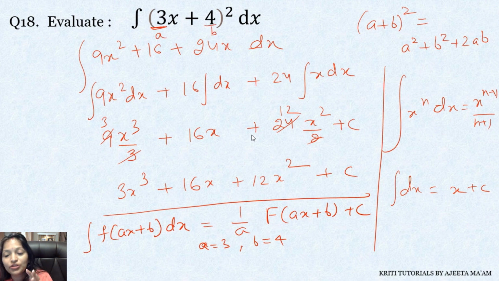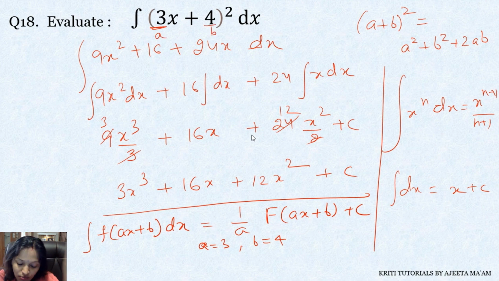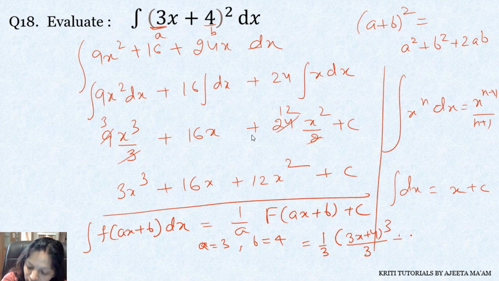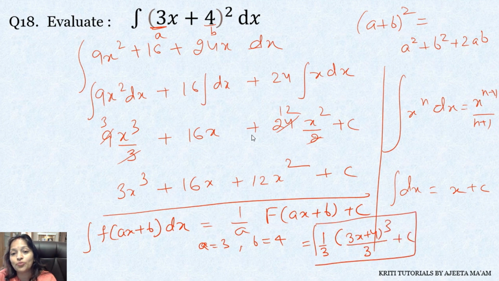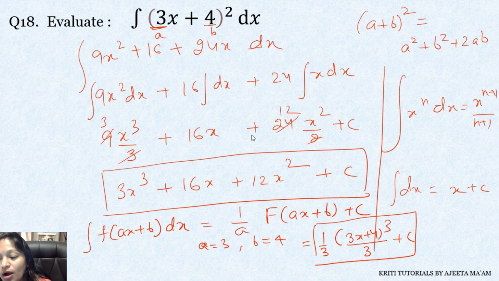So now if I use this formula, what will I get? 1 upon a, that is 1 upon 3. And 3x plus 4 whole square का integration क्या होता है with the power rule? So you get here 3x plus 4 whole cube upon 3. This is also a correct answer. So in MCQs, both the options may be given and both are correct. So you might be wondering, are these two equal? Yes, these two are equal.